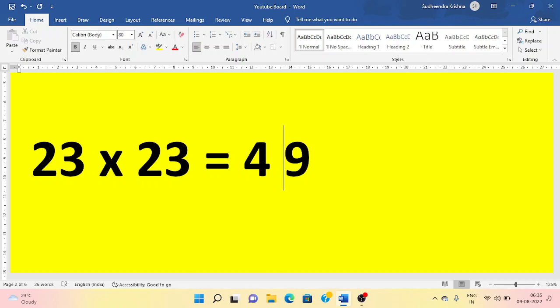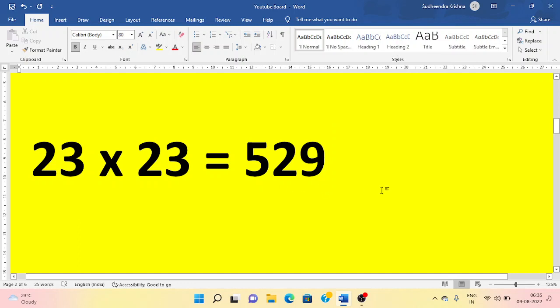Now to get the middle portion of the answer, you multiply 2 and 3. 2 into 3 is 6. Again you multiply the 6 with 2. So 2 into 3 is 6, 6 into 2 is 12. But 12 is a two-digit number, you cannot take a two-digit number. So out of 12 I will take 2 and I will carry over 1 to the left number. So already on the left side of 2 I have 4. 4 plus 1 carry will give you 5. So this is the required answer. So 23 into 23 is equal to 529. So 23 square is equal to 529.